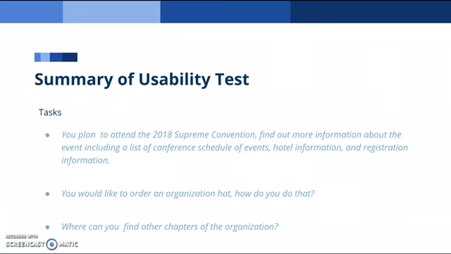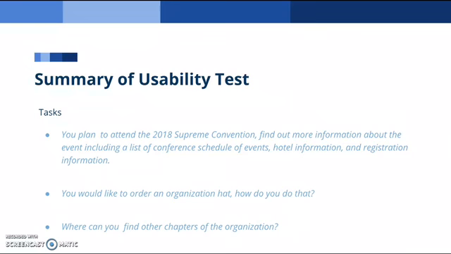When asked, "You would like to order an organization hat. How do you do that?" This is when users got kind of confused because there was one link that said order supplies, but yet there was another that said look at our new hats. So they had to go between. When they went to the hat link, when they go to order, the link did not work. But when they went to order supplies, they were able to find an order form that had the hats listed.